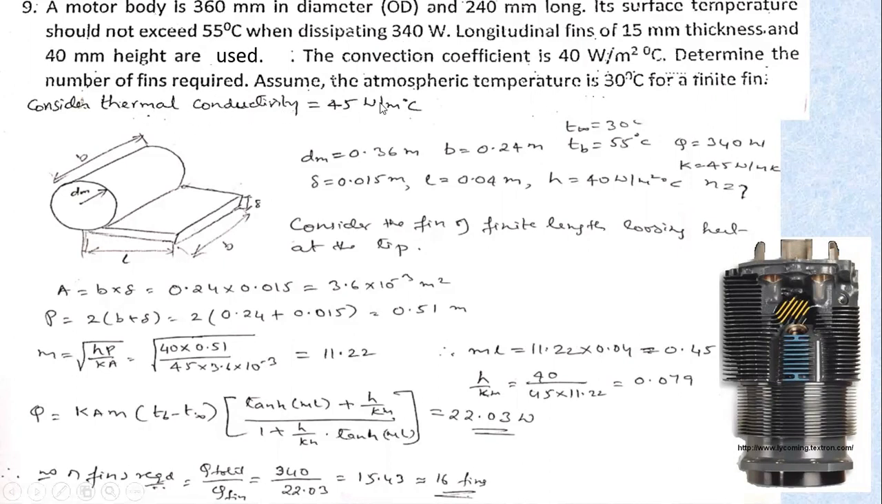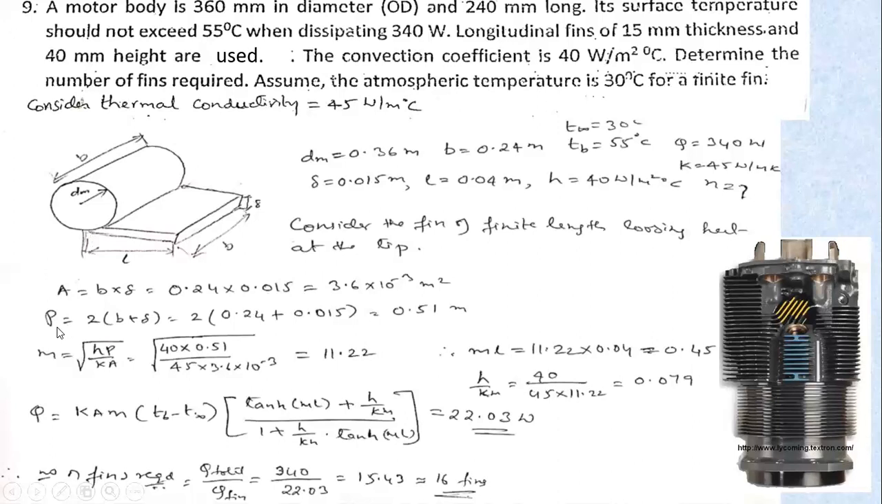Now consider thermal conductivity K as 45. So I am considering a fin of finite length losing heat at the tip. I am using this because we get the accurate answer, even though the expression is lengthy. Now the area is breadth into thickness. Breadth is nothing but the motor body length, and height is the length of the fin.